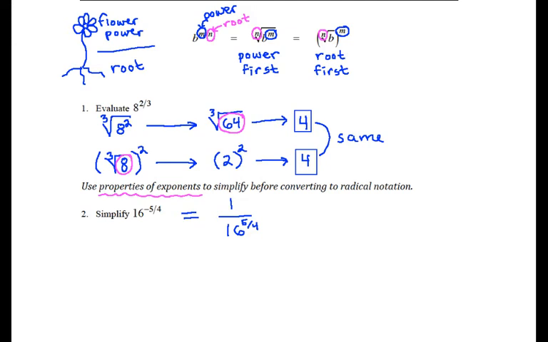So if I write this as 1 over, and taking my power of 5 and my root of 4, if I write this as 16 to the 5th, all inside a 4th root, then I can see that 16 to the fifth is going to be a very large number, I'm not going to be able to recognize the fourth root of that.